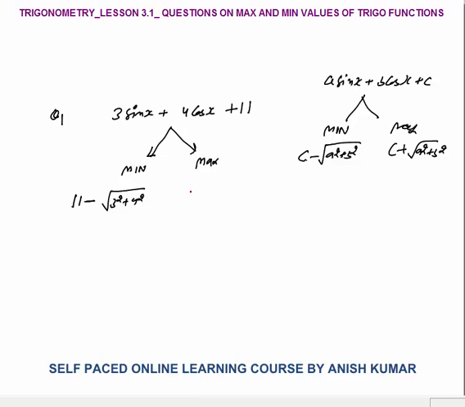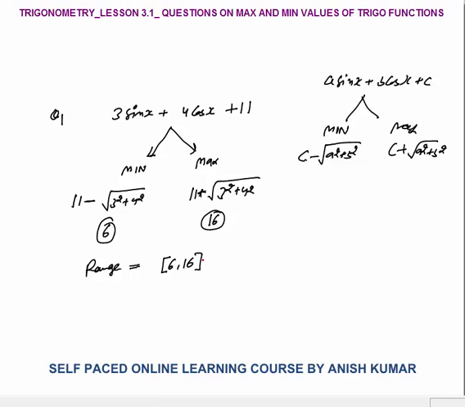So this is the minimum value. Maximum value will be 11 plus the square root of 3 square plus 4 square. 3 square plus 4 square is 25, root will be 5. So 11 minus 5, this would be 6. And the maximum value would be 11 plus 5, 16. So that will be the minimum and maximum value. So range, if the question asks for range, would be between 6 and 16. And the function may include the values in between, that is you can get the value between 6 and 16. So that will be the range.